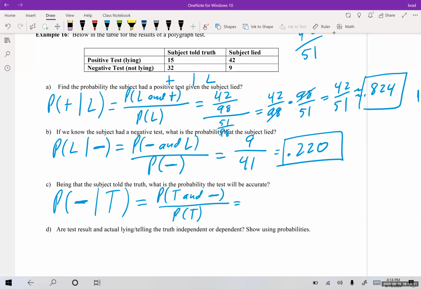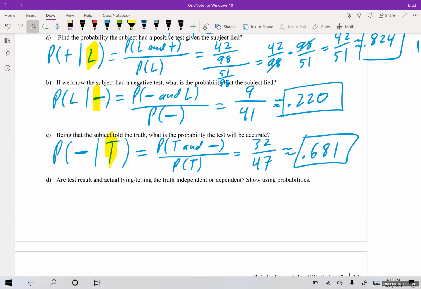Let's do our little line again, our cross. So truth and negative test result. Right here at 32. So 32 out of. Now what's the probability that the subjects told the truth? How many people told the truth? 47. Okay, so 32 divided by 47 would be 0.681 approximately. So that would be my probability. And again, you guys notice I always write the given first and then I work from there. Okay.